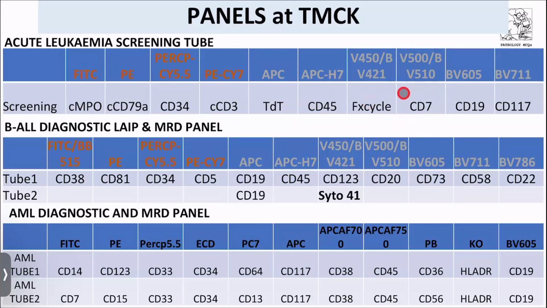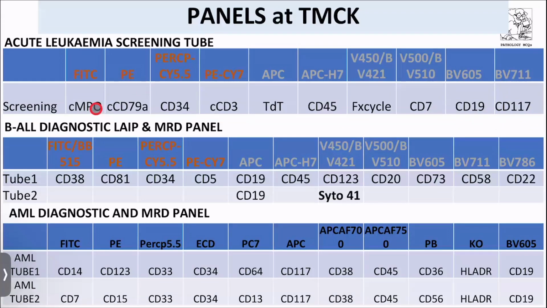Then we have CD7. The CD7 is used to assign a T lineage. Then we have CD19, which is the most important B lineage marker, and there is CD117, which is an immaturity marker. So using these, we can diagnose, or screen, a case of acute leukemia.